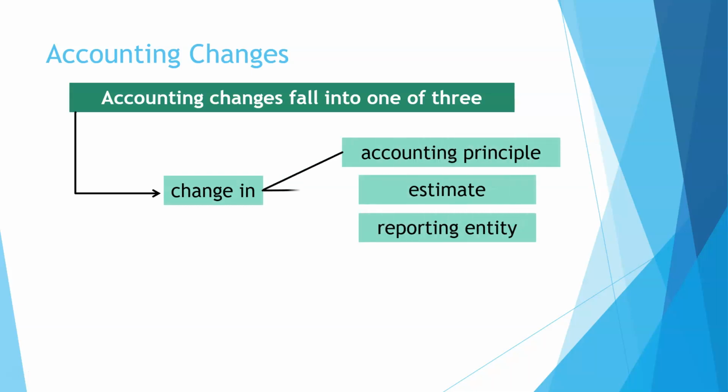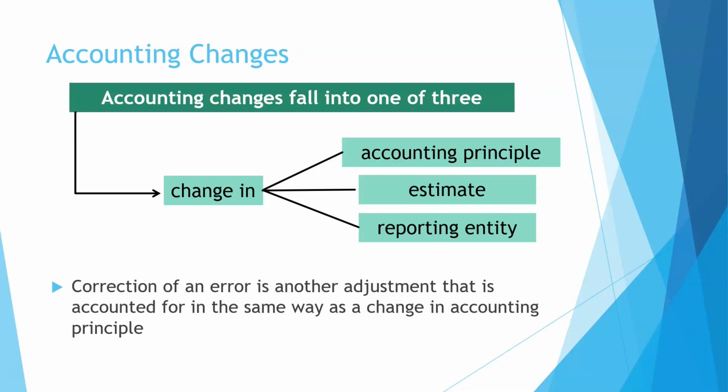Well, we have actually a total of 4. The first are changes in accounting principle, changes in accounting estimate, and change in reporting entity. But we also have correction of an error, which is treated the same as a change in accounting principle.